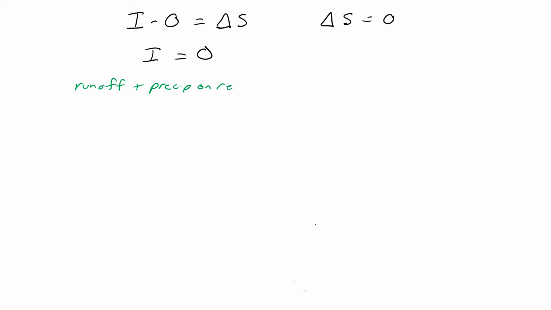So if we go back to our hydrologic equation, remember, input minus output equals change in storage. Change in storage in this case is zero. So input is going to equal output. Our inputs are runoff and precip on the reservoir. Our outputs are evaporation. And we're trying to figure out what we need to make as our outflow.